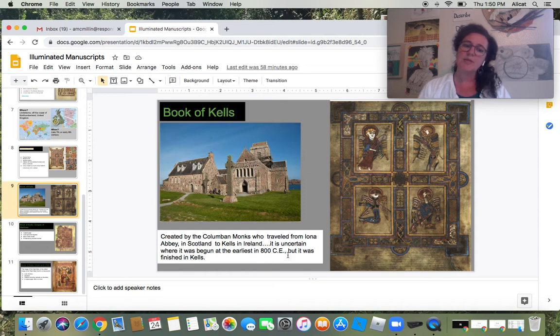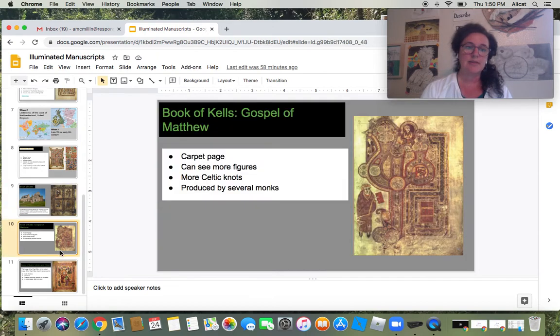So at the earliest, this one was in 800, but at any rate, it might have been started in Scotland, but it moved to Ireland and Kells, and it was finished there. And they also moved because of Vikings, but they did not lose the cover. Okay, so here's another carpet page, and here's another figure. So you see that difference between the abstract Lindisfarne and the Book of Kells that has more figures. There's more Celtic knots, where the Celtic design is merging with Christian symbolism.